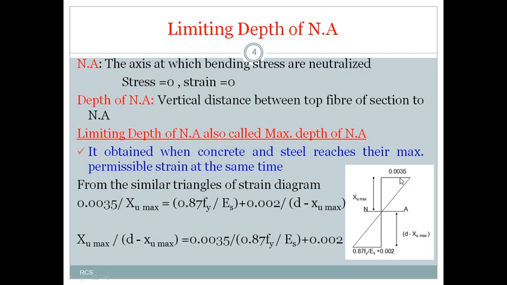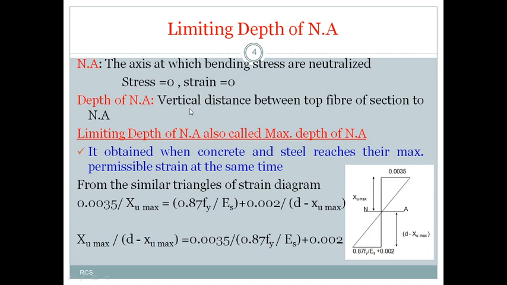So this is the top fiber of the section, and this is the neutral axis. The distance between these two levels is called the depth of neutral axis. I am repeating, the definition of depth of neutral axis is the vertical distance between the top fiber of the section and the neutral axis.